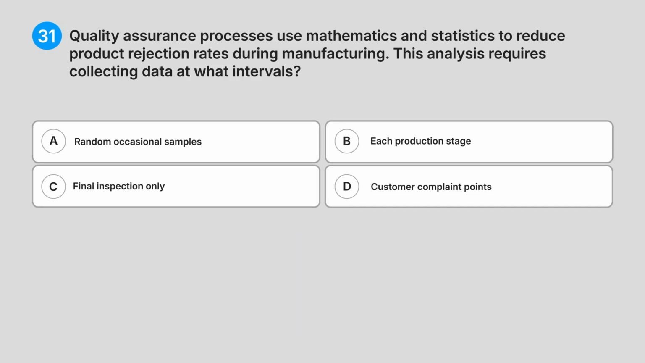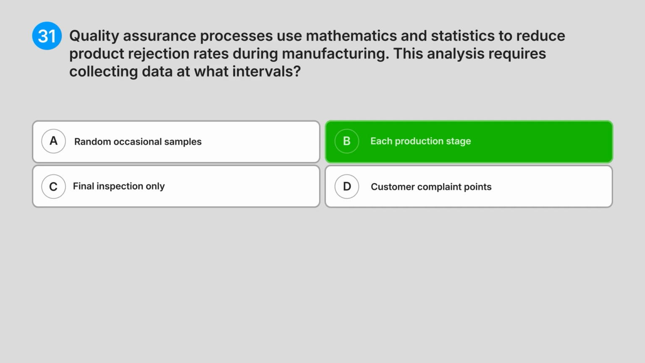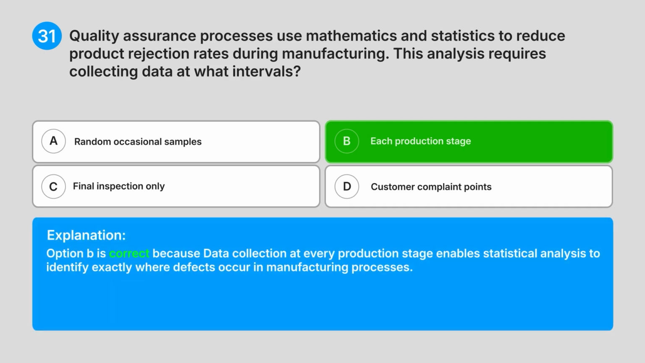Correct answer, B. Each production stage. Explanation. Option B is correct because data collection at every production stage enables statistical analysis to identify exactly where defects occur in manufacturing processes.